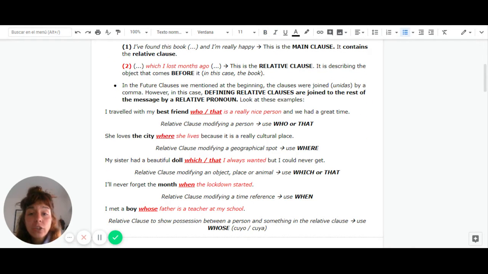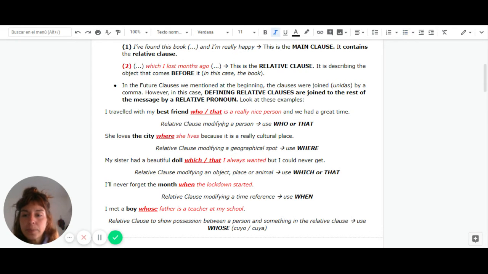In the future clauses we mentioned at the beginning, en el ejemplo que les di antes, the clauses were joined, unidas, by a comma, por una coma. When we arrive, comma, we will have dinner. ¿Sí? In this case, in the defining relative clauses, ¿cómo vamos a hacer para unirlas al resto del mensaje? Ok, el resto del mensaje contiene la relative clause, pero ¿cómo hago para engancharlo al resto del mensaje? ¿Con comas? Por ahora no. En defining relative clauses solo vamos a usar palabritas llamadas relative pronouns, que son palabras que ustedes ya conocen, pero ahora las vamos a usar para otra cosa.